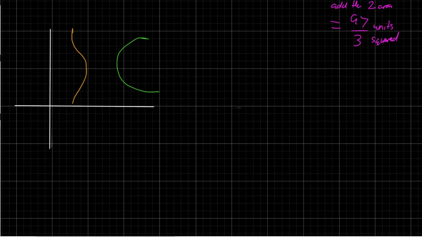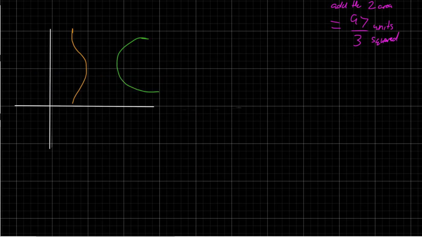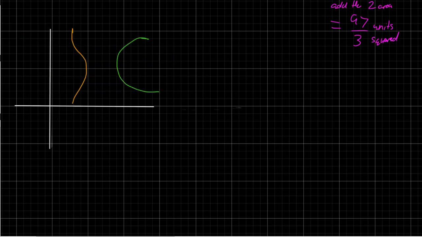Do these satisfy the vertical line test? No. How about horizontal? Horizontal. So I'm going this way. Does each input have one output? Yes. Okay. We satisfy the horizontal line test.